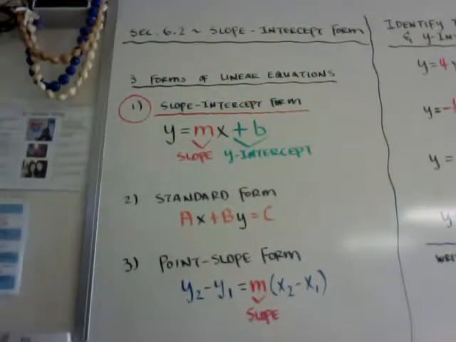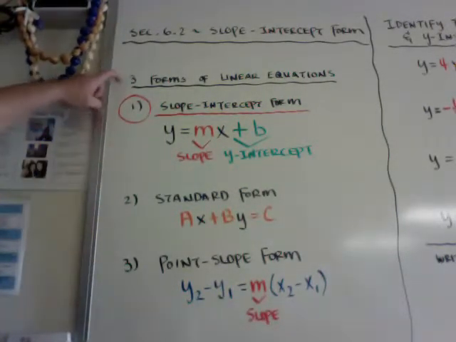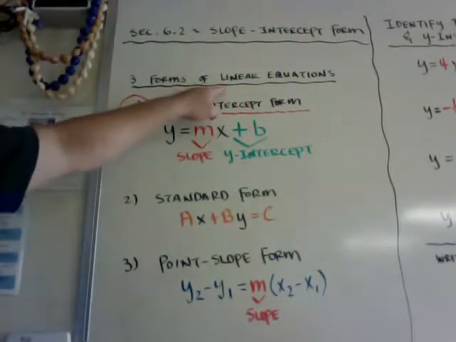Hi guys, this is section 6.2, which is going to be slope-intercept form. Before we get into that, there are three types of linear equations, or three forms. So you can write linear equations, which means it's going to be a straight line when you graph it, three different ways.